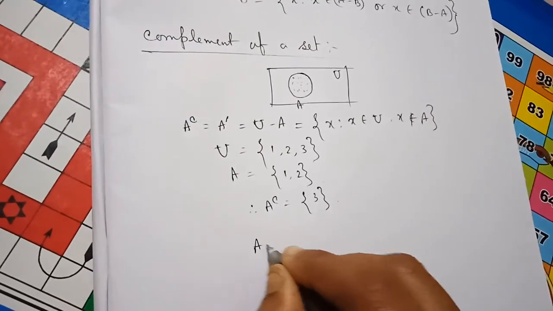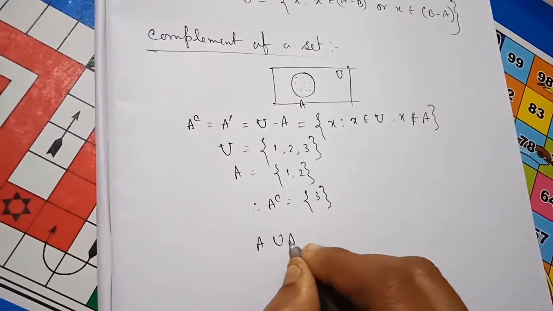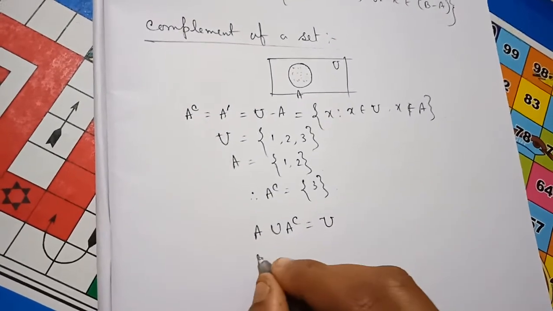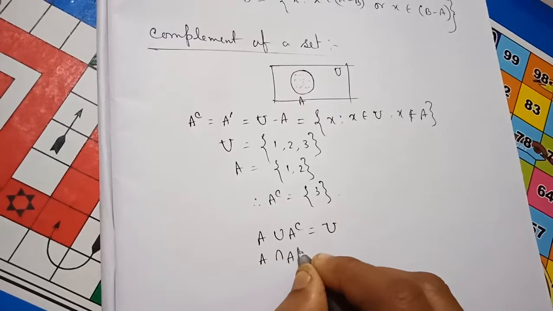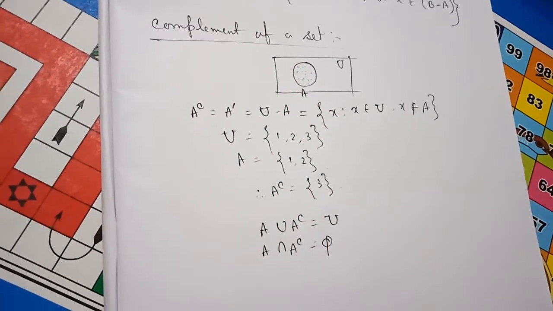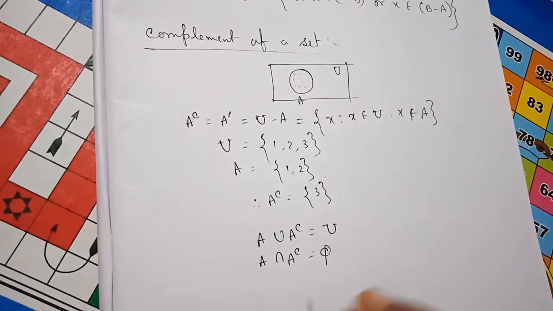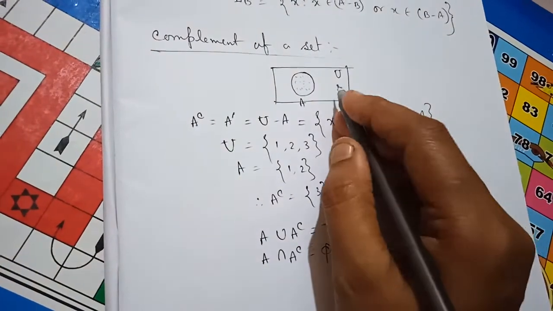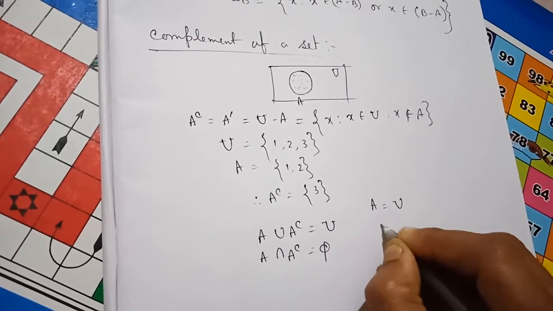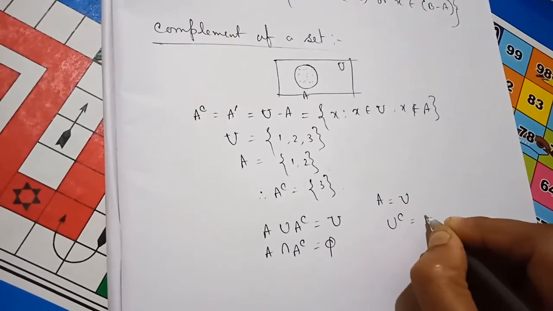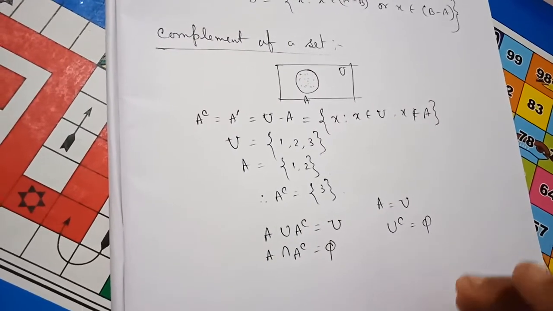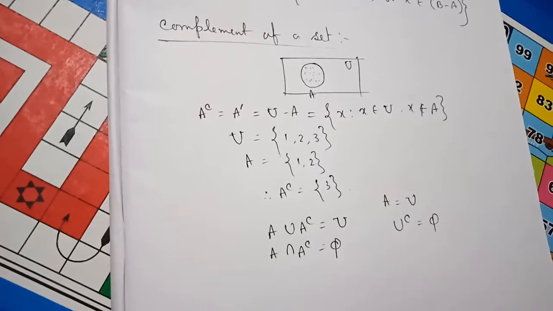Another thing we can say, therefore: A union A complement equals the whole universal set. A intersection A complement equals phi because they don't have any common element. And suppose A equals U, then U complement equals phi because U is the whole set.